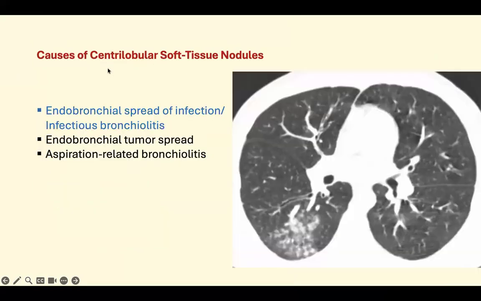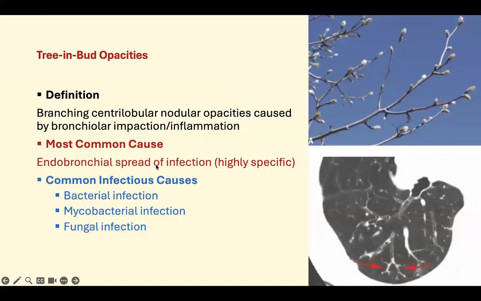In causes of centrilobular nodules of soft tissue density, we have endobronchial spread of infection. We have endobronchial spread of tumor. We have aspiration-related bronchiolitis. These are the differential diagnosis. Tree in bud is a highly specific sign for infection. The common cause is infection, but there are uncommon causes like diffuse panbronchiolitis, aspiration bronchiolitis. We will discuss all that in nodular pattern part 2.